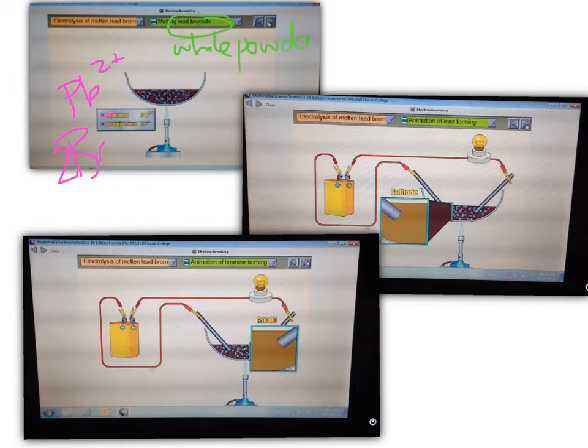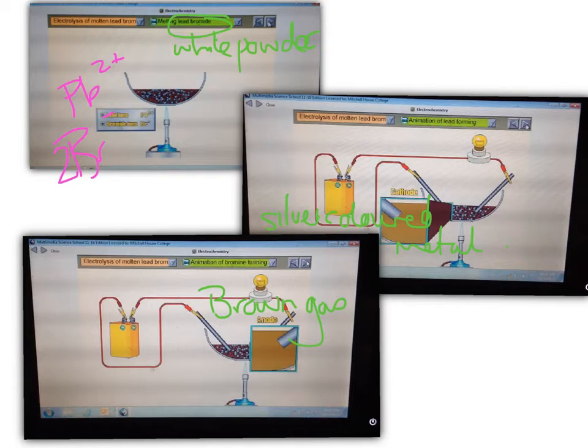We then melt it, and it starts to go a bit yellowish because some bromine already gets given off just by decomposition from heat. But it's a white powder, and then it forms a silver-colored metal at the one electrode and a brown gas at the other electrode. Notice with decomposition that the reactant is completely different to the product.